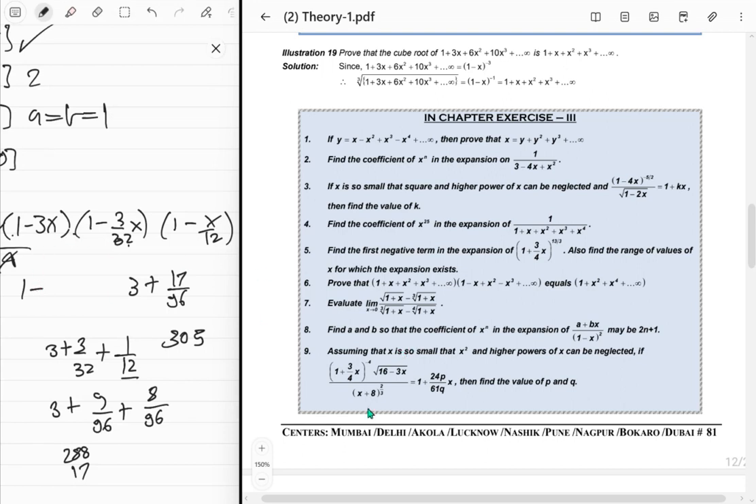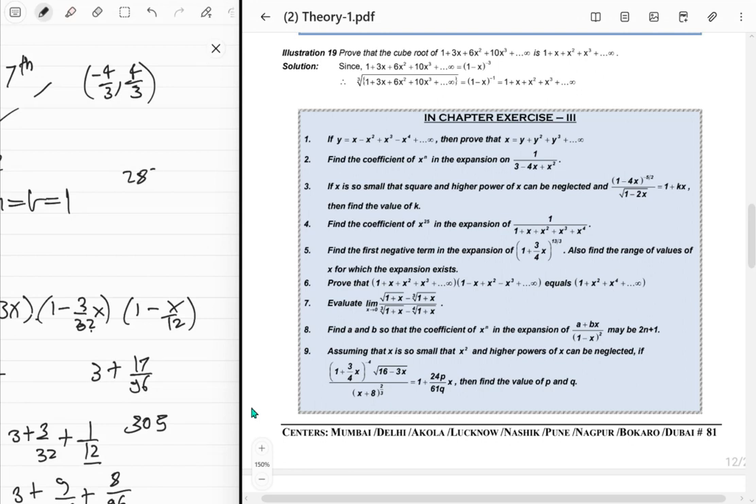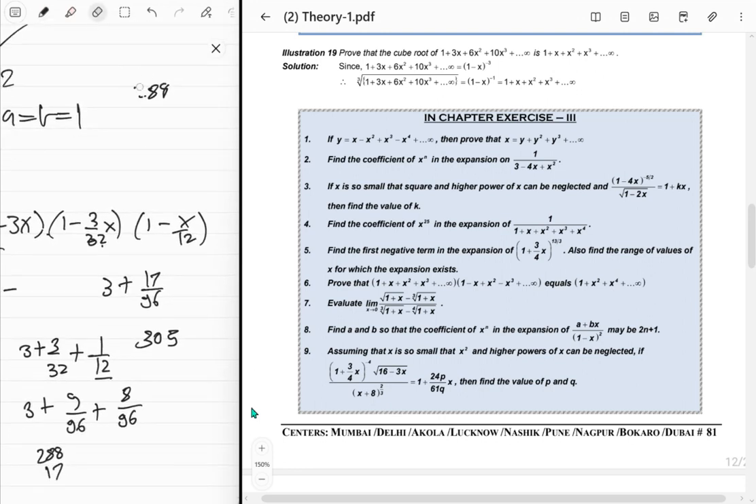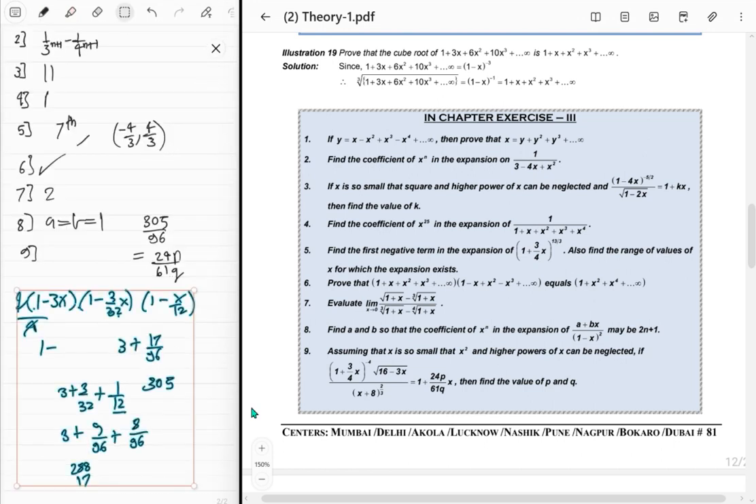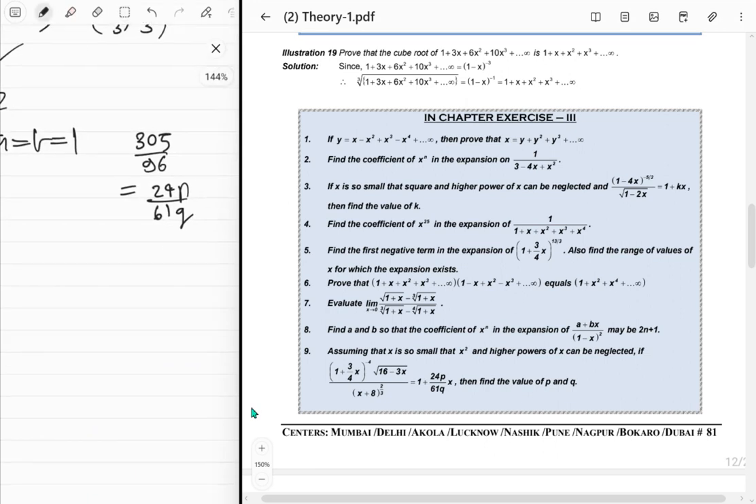Then that's negative 3x for sure. And that's also just negative 3 upon 32x for sure. And so it should be 3 plus 1 upon 12 plus 3 upon 32 and whatever. So it should be 9 upon 96 plus 8 upon 96. So 17 upon 96. 3 times that. Okay, so if that's the case, let's do it. 288 upon, oh wait, it's supposed to be 305, sorry. So 305 upon 96 is equal to 24p upon 61q. That's it, huh? Let's do it. I know, this is just really bad. Doesn't look like that at all.